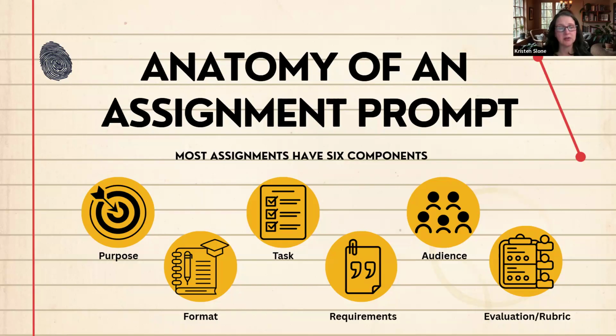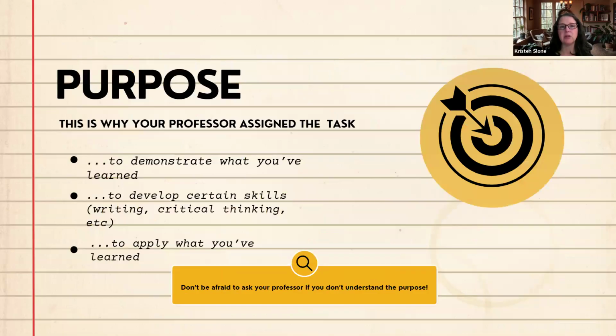LBC uses rubrics, so you'll hear me use that word a lot. And so we're going to look at each of these six components, and we're going to start first by looking at the purpose of the assignment. So the purpose is why your professor is giving you this task.